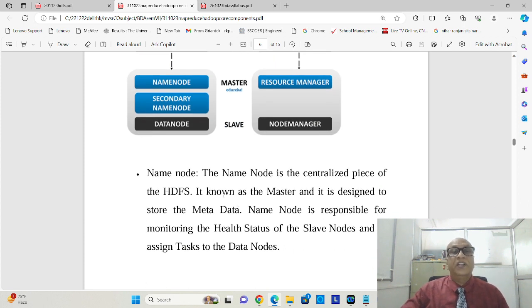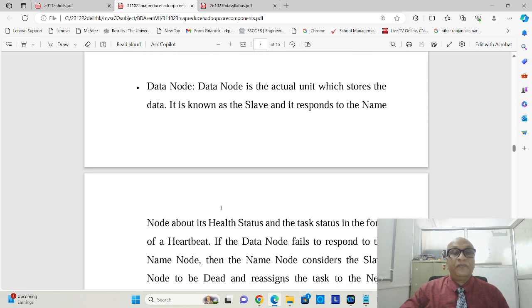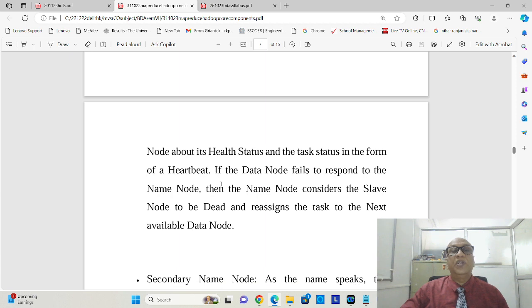As you can see here, the name node stores the metadata. The name node monitors the health status of the data nodes, and the name node assigns tasks to the data nodes. Similarly, the data nodes are the actual unit which will be storing the data. So it will be responding to the name node with a heartbeat indicating its health status.